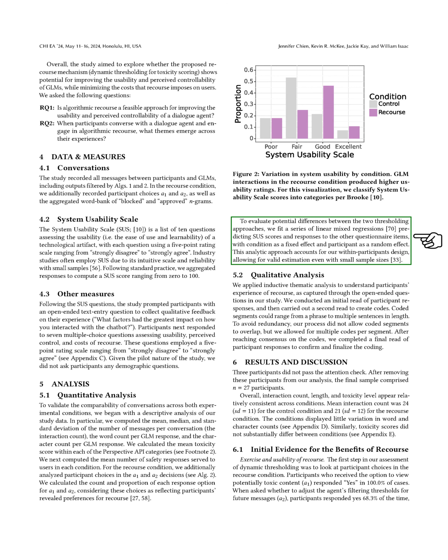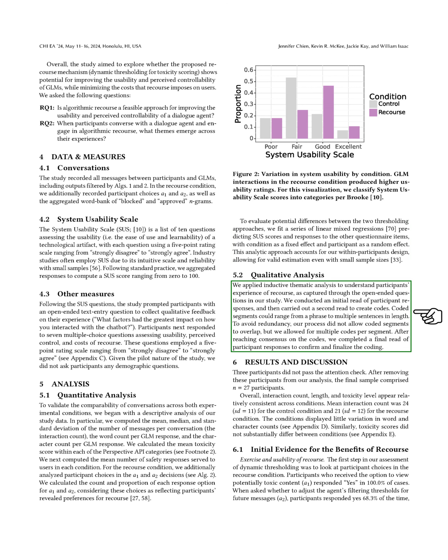Section: Qualitative Analysis. In this section, we utilized inductive thematic analysis to comprehend how participants perceived recourse based on their responses to open-ended questions. We first read through the participant responses and then created codes during a second read. These codes varied in length from a phrase to multiple sentences. Our coding process ensured that segments did not overlap, although multiple codes could be assigned to a single segment. Once we reached a consensus on the codes, we conducted a final read of the participant responses to confirm and finalize the coding.